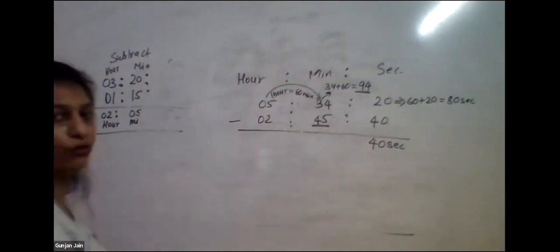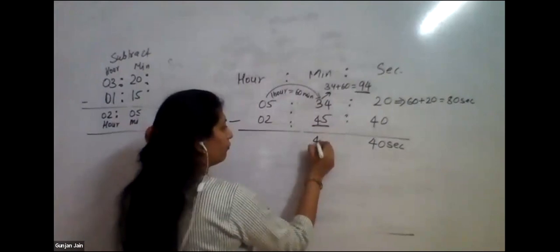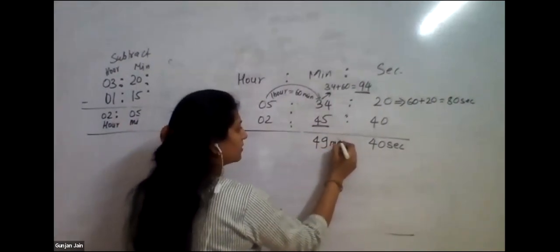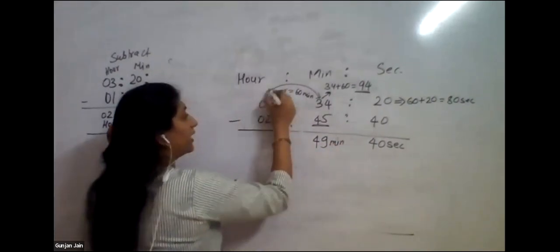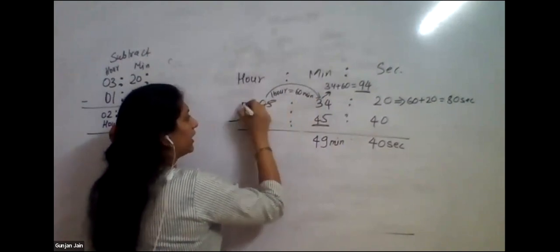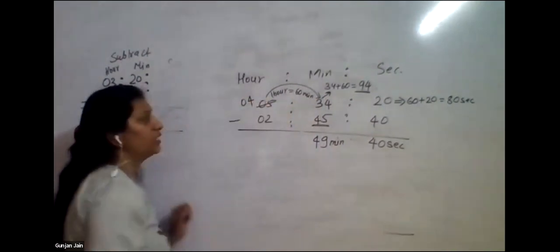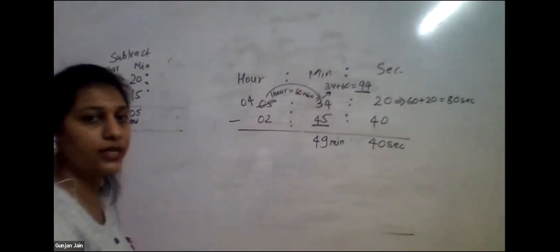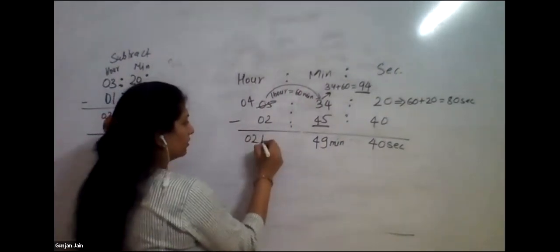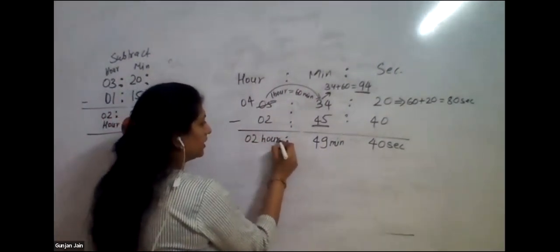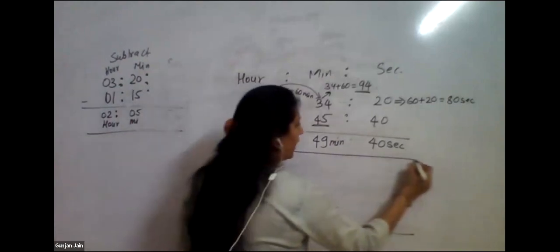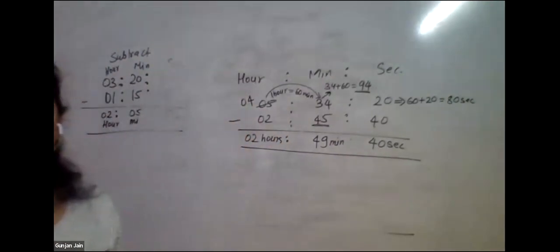49. 94 minus 45 is 49 minutes. Now, it has given already 1 hour, so it has become 5 minus 1 is 4. Now, 4 minus 2 is 2 hours. So, the answer is 2 hours, 49 minutes and 40 seconds.